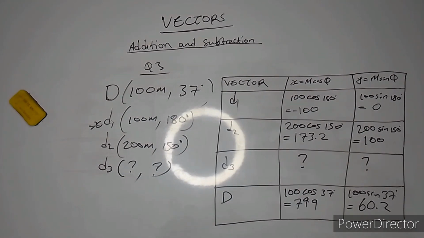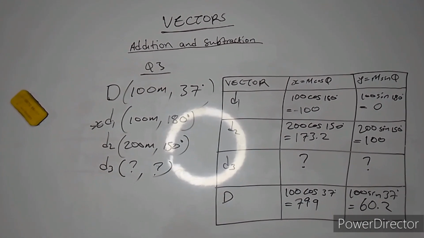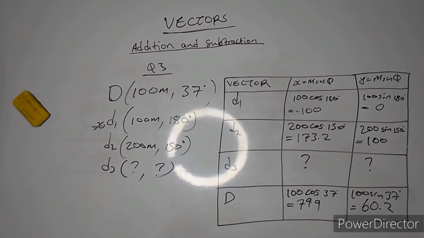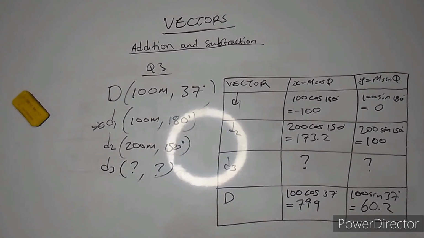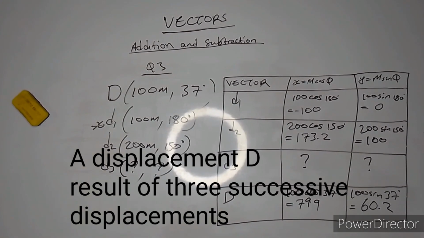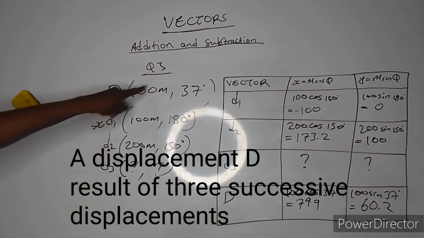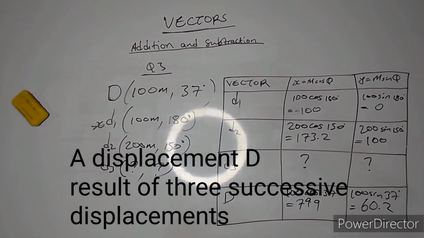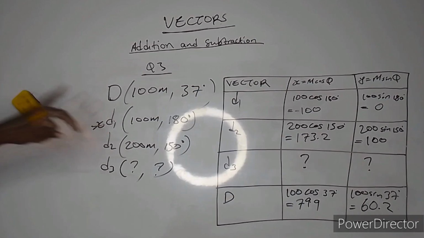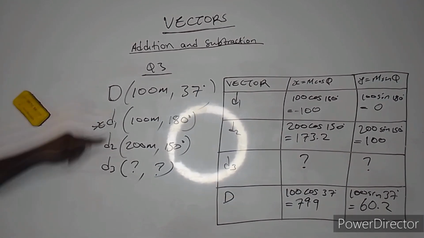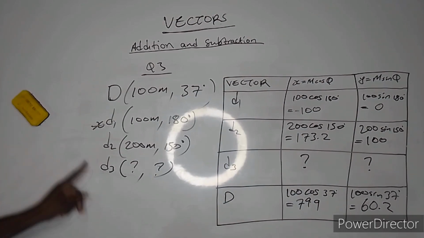Okay, now since we have our components broken down there, what is our next stage? Our next stage is to go back to the question and try to understand what they are trying to tell us. These people are telling us that a displacement D, which is this and this, was found due to the addition of 3 successive displacements, which means they were adding this D1 plus this D2 plus this D3.